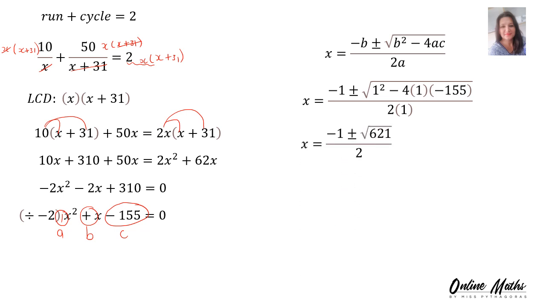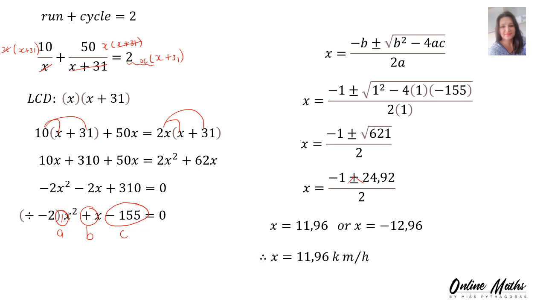And then when I multiply everything out, I end with x is minus 1 plus minus 24,92 over 2. And now I'm going to split this one into the plus and the negative one. So x is 11,96 or x is minus 12,96. And then I'm going to choose the positive one. Therefore, the speed x is 11,96 kilometers per hour.